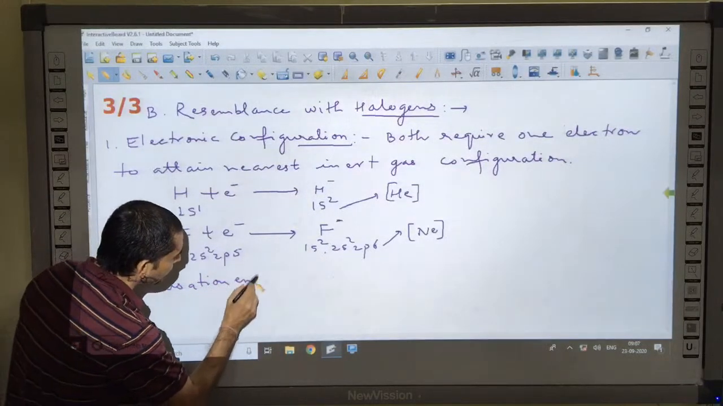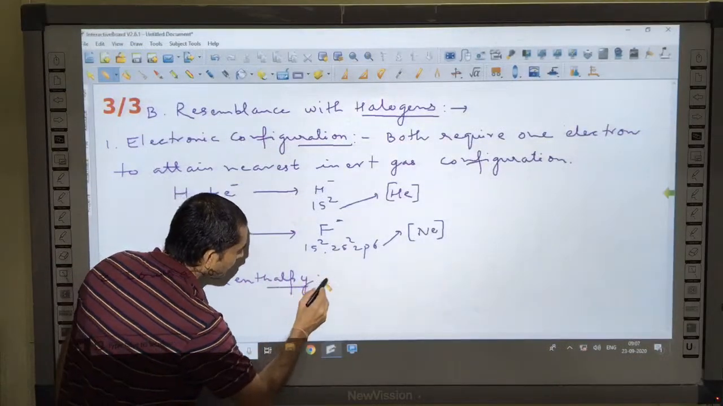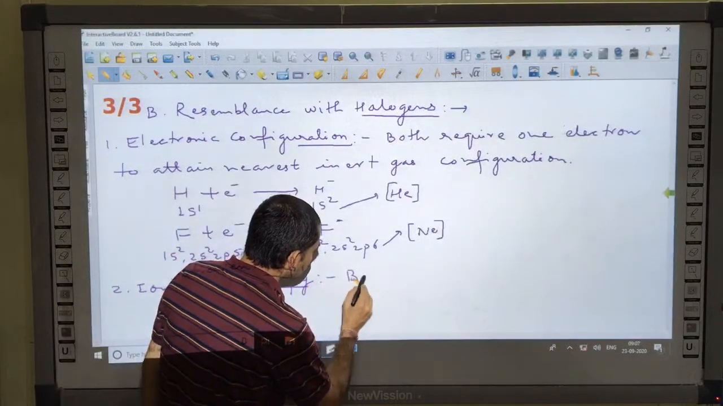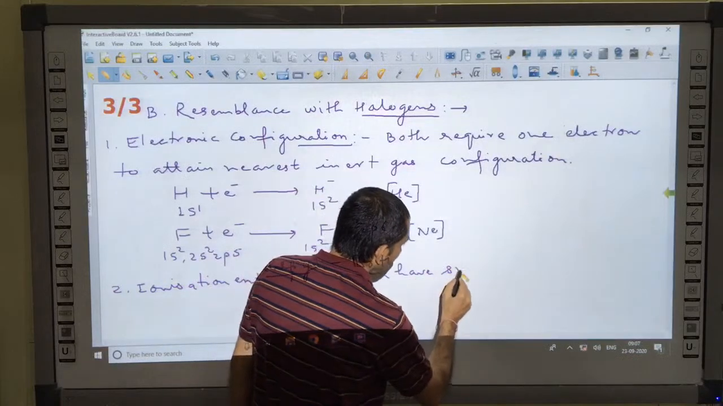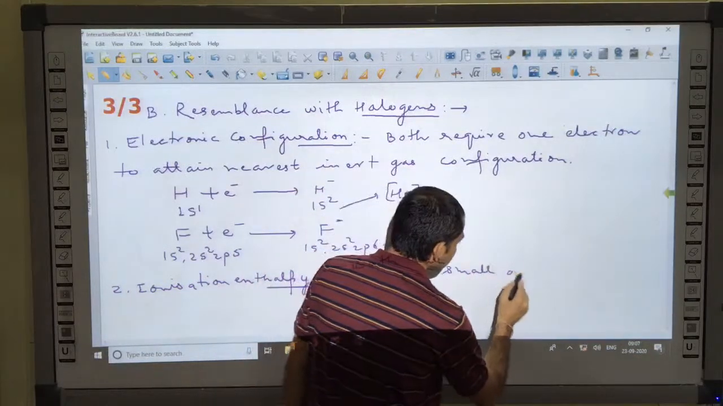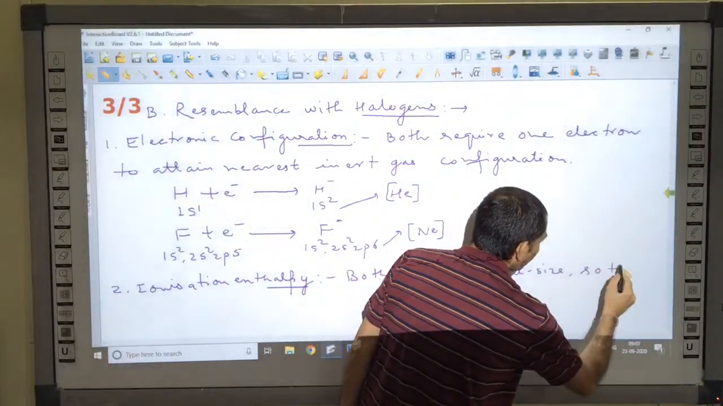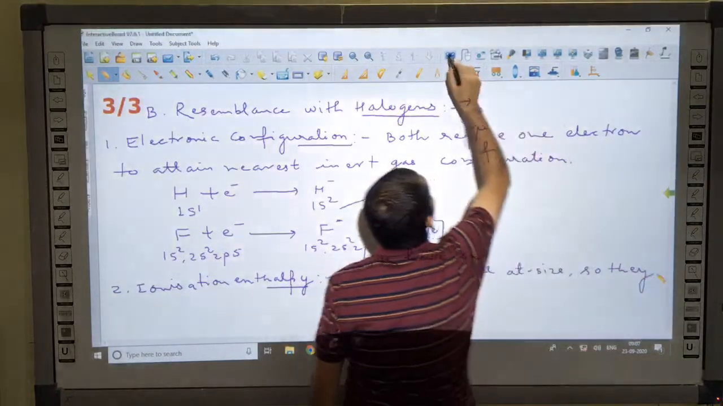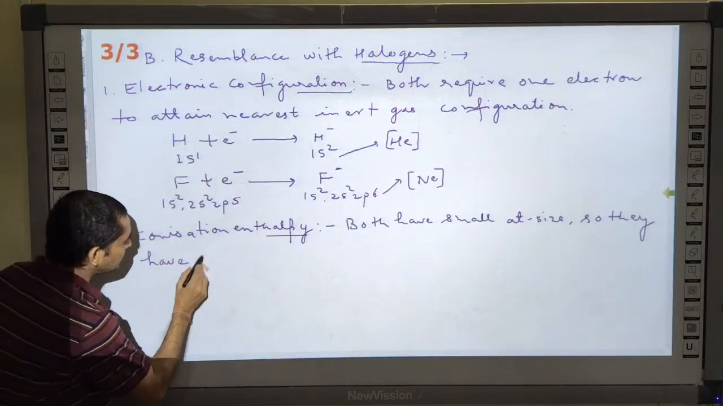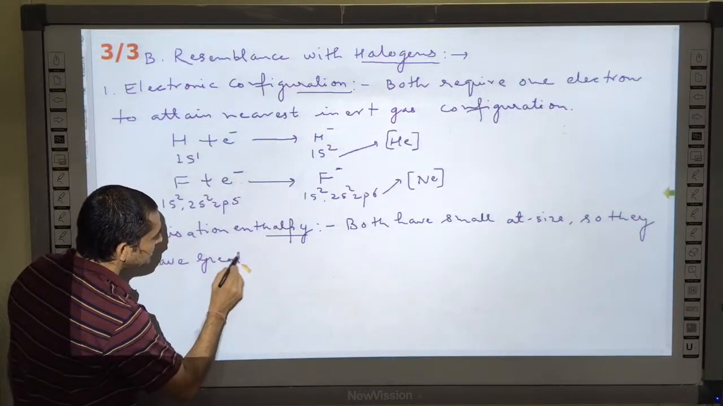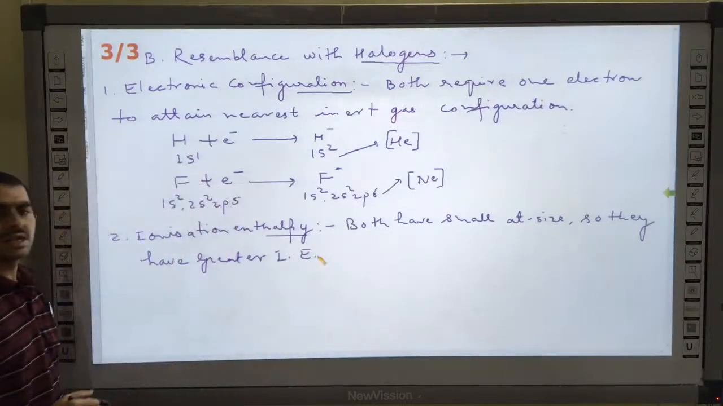Ionization enthalpy. Both have small atomic size, so they have greater ionization enthalpy, and both have greater ionization enthalpy.